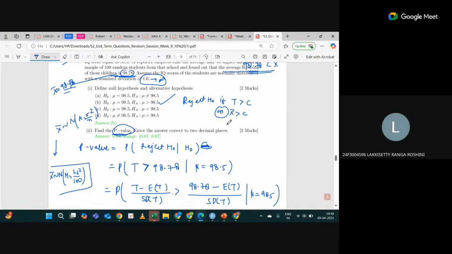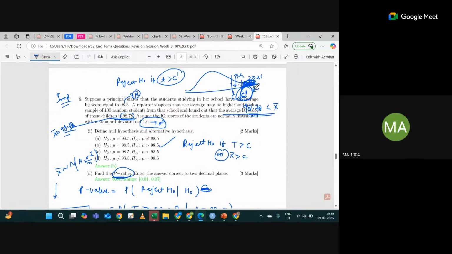If you see the p value, what is the p value? You have to calculate the value of p. I will reject h naught if the value of test statistic, let's say p dash, is greater than some critical value, right? Okay, so basically p value is nothing but the lowest significance.